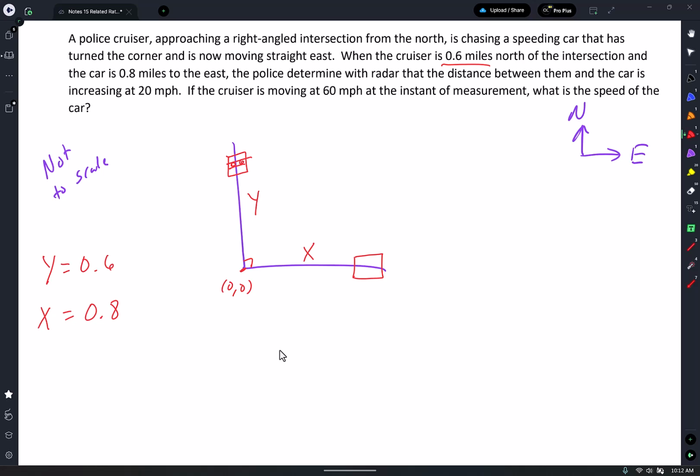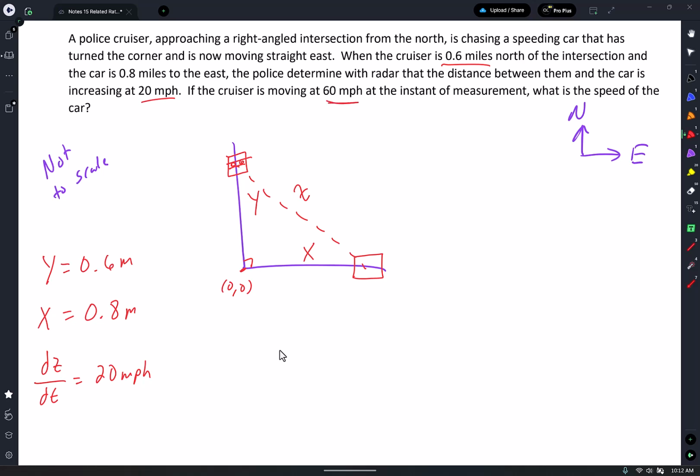Let's see. The police determined with radar that the distance between them and the car is increasing at 20 miles per hour. That is this. So I'm going to call that Z. dz dt is going 20 miles per hour. Is everyone okay so far? I haven't done anything crazy, right? I don't even know how fast the car is.